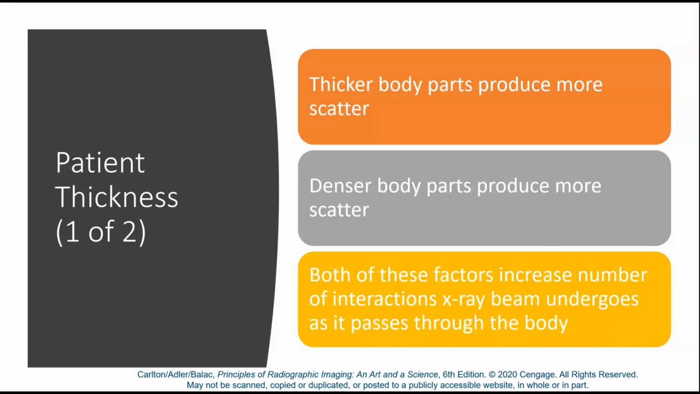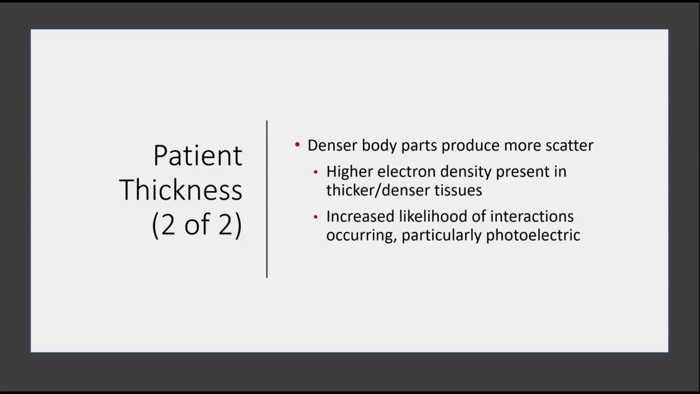Okay. So patient thickness. Thicker body parts produce more scatter. Well, that makes sense. Denser body parts produce more scatter. Yep. So the thicker it is, or the more compact the atoms are within the body, more scatter is going to be produced. So both these factors increase the number of interactions the X-ray beam undergoes as it passes through the body.